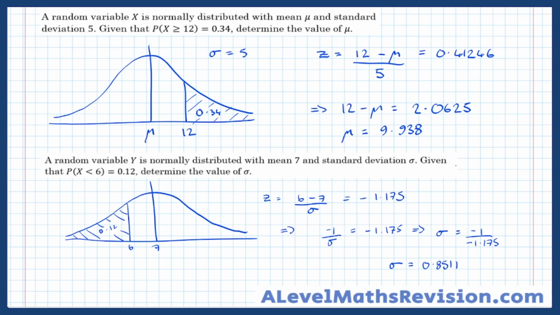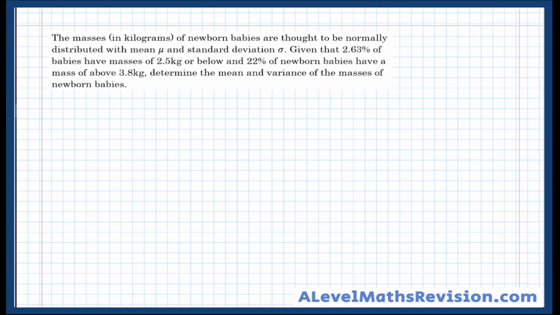Let's now do another example that makes this a little bit more difficult. So here it is here. The masses in kilograms of newborn babies are thought to be normally distributed with mean mu and standard deviation sigma. So both the mean and the standard deviation here are unknown. Given that 2.63% of babies have masses of 2.5 kilograms or below, and 22% of newborn babies have mass of above 3.8 kilograms, determine the mean and variance of the masses of newborn babies.